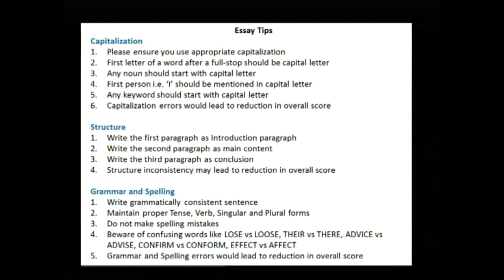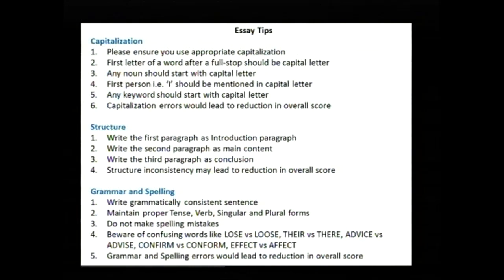Please ensure you use appropriate capitalization. First letter of a word after a full stop should be capital. Any noun should start with a capital letter if it's a proper noun. First person "I" should be capital. Any keyword should start with a capital letter. Mistakes in terms of capitalization and punctuation will both reduce points drastically, so please be very careful.